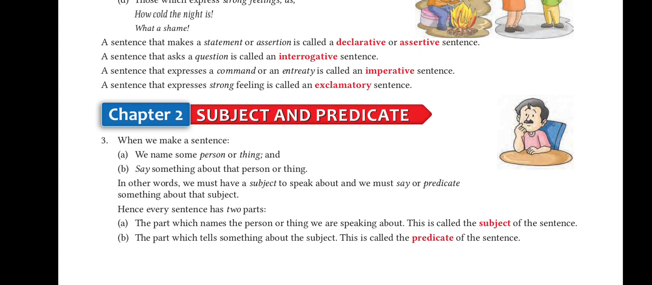In other words, we must have a subject to speak about, and we must say or predicate something about that subject. Hence, every sentence has two parts. The part which names the person or thing we are speaking about is called the subject of the sentence. And the part which tells something about the subject is called the predicate of the sentence. In a sentence, there are mainly two parts: the first is the subject and the other is the predicate.